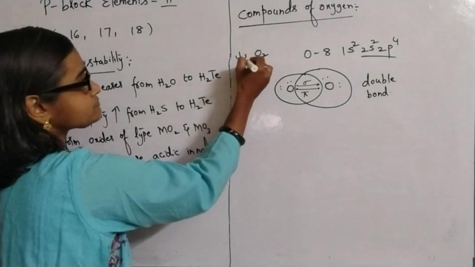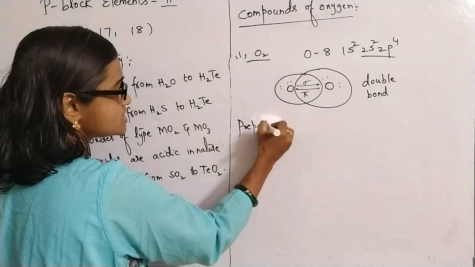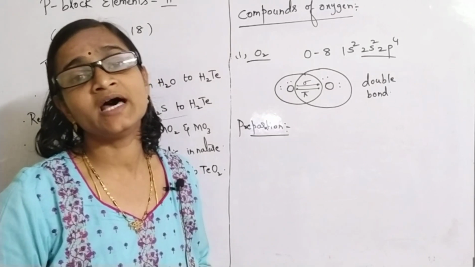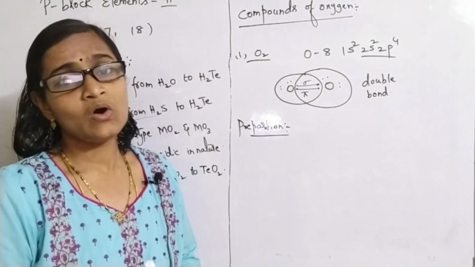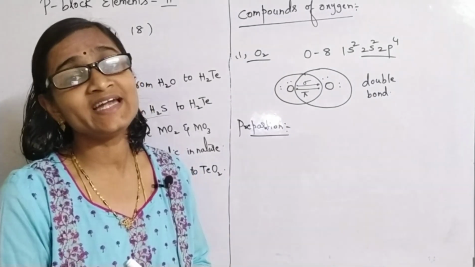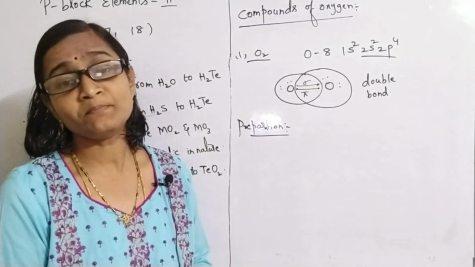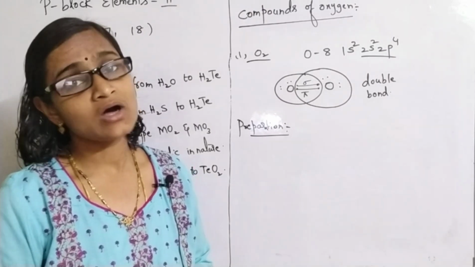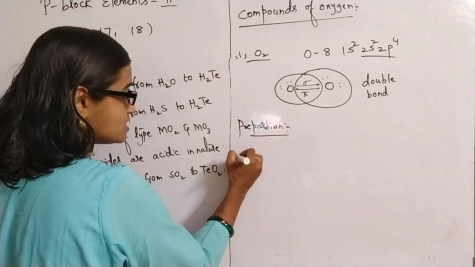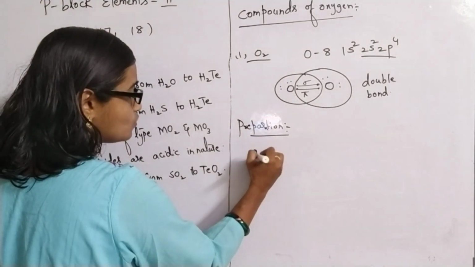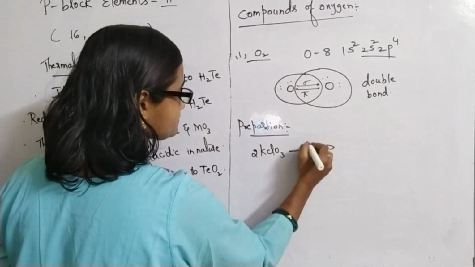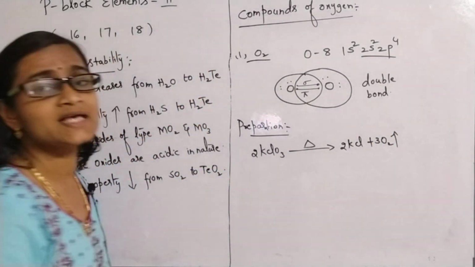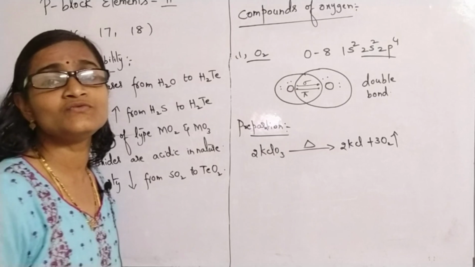Now, laboratory preparation of oxygen. Generally oxygen can be obtained by thermal decomposition of certain chlorate salts, like potassium chlorate and potassium permanganate. If you heat them, thermal decomposition happens and you get oxygen gas. How is it done? Potassium chlorate, 2 KClO3, on heating gives 2 KCl plus 3 O2.